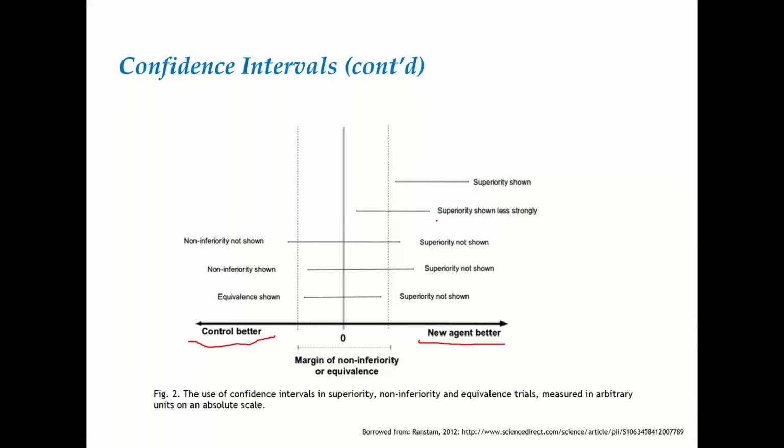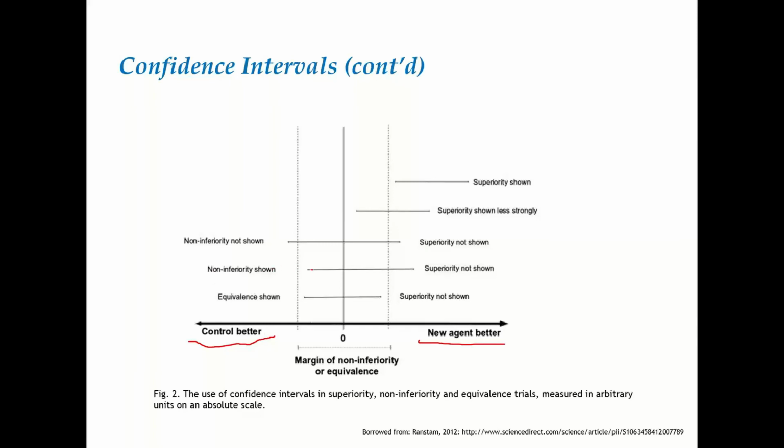Here's another interval. It would show that we have superiority still, but less strongly because we didn't cross that 0. Okay. And we're inside our equivalence, but we also have some superiority. Okay. Here we have no superiority shown, and non-inferiority is also not shown. Okay. Here we have superiority not shown and non-inferiority was shown. Okay, so down here, it didn't cross this line.